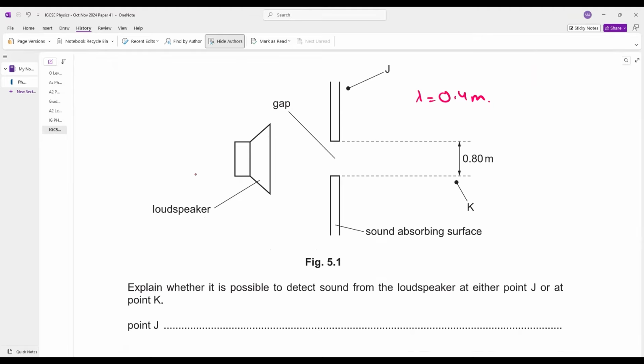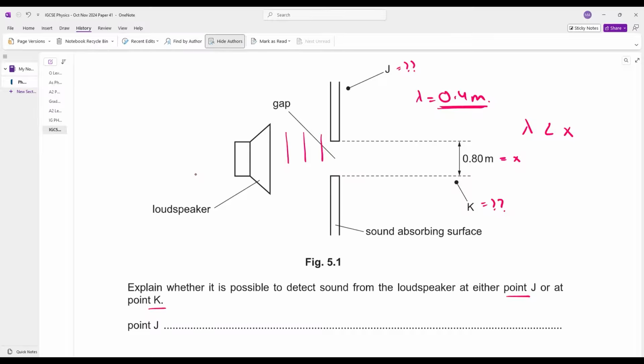Explain whether it is possible to detect the sound from the loudspeaker at either point J or at point K. अच्छा आपने बताना है क्या J पे sound आ रहा है क्या K पे sound आ रहा है. How will you tell that? Now this is a typical case of diffraction. Can you realize the wavelength? Wavelength क्या है? Wavelength is much less compared to the gap size. This is your gap size X.